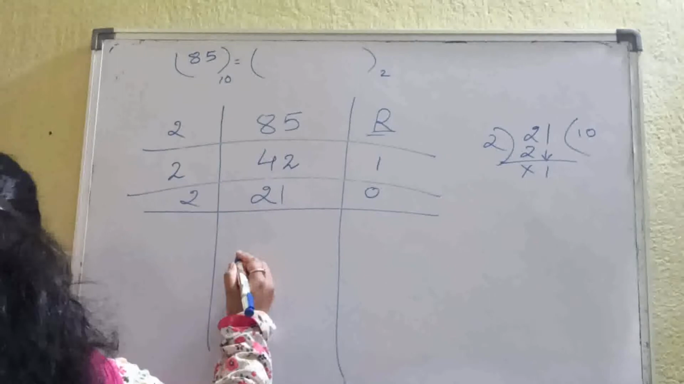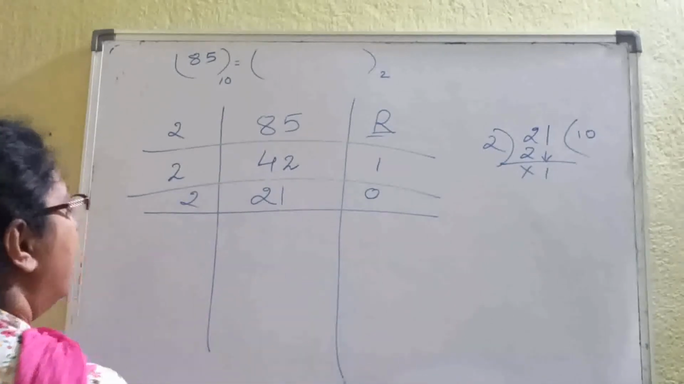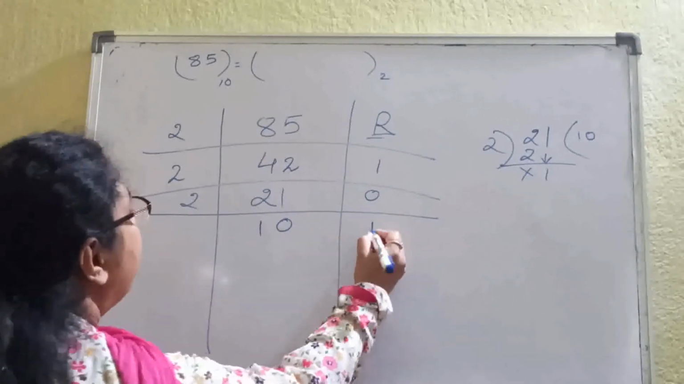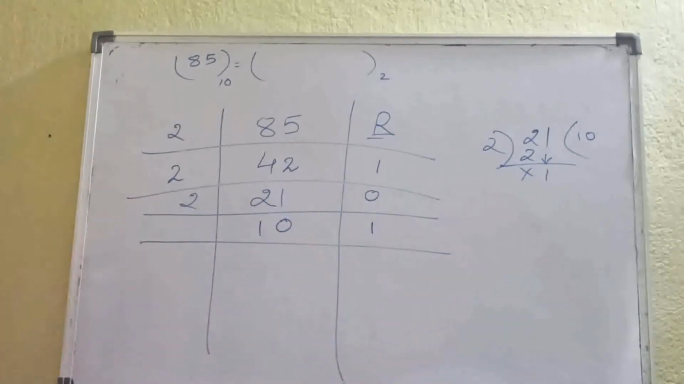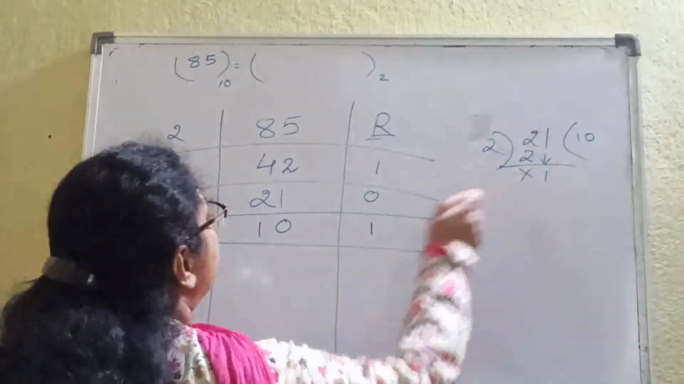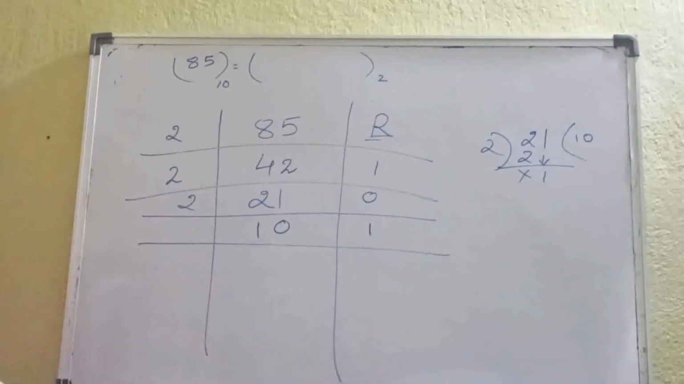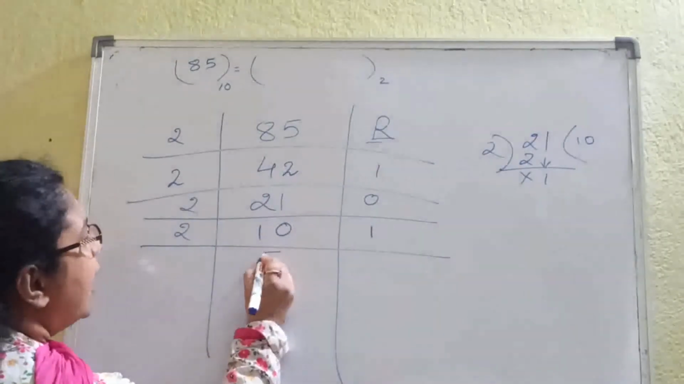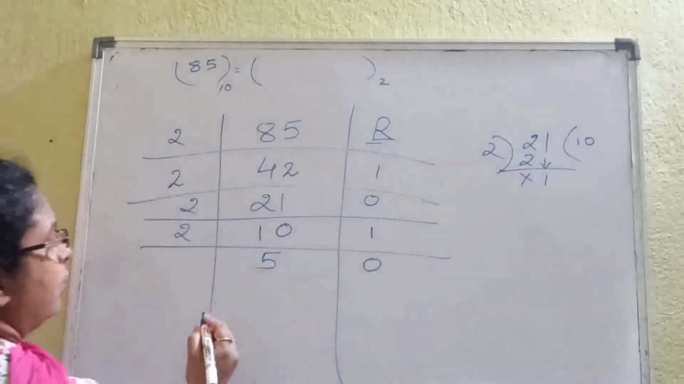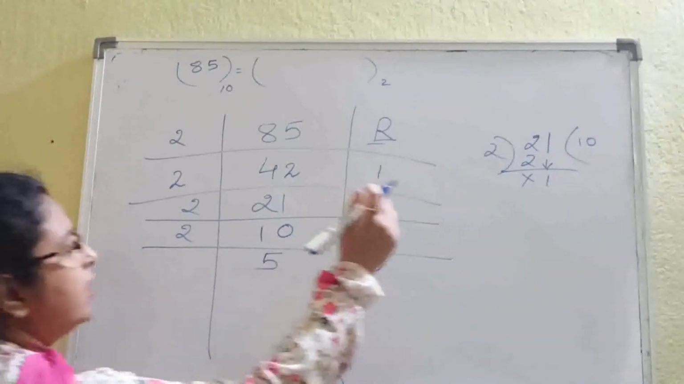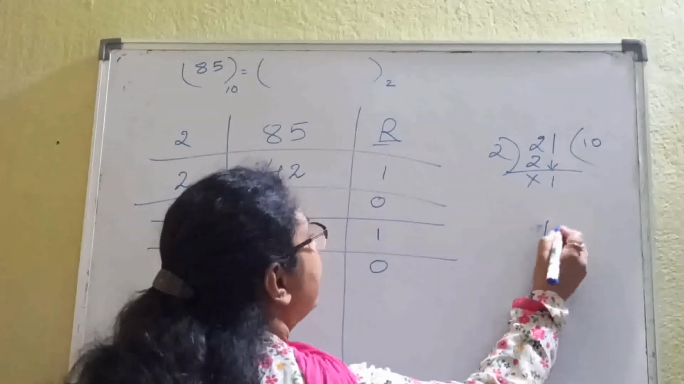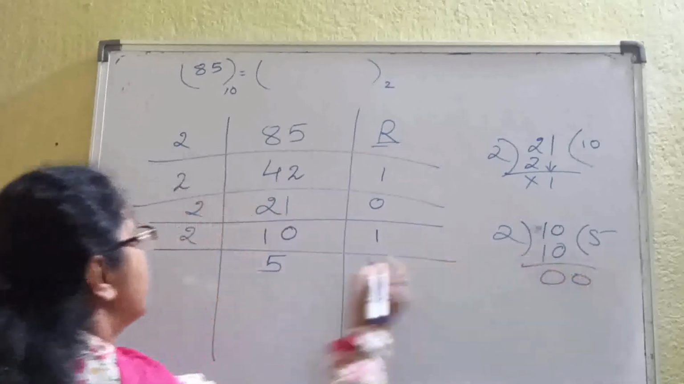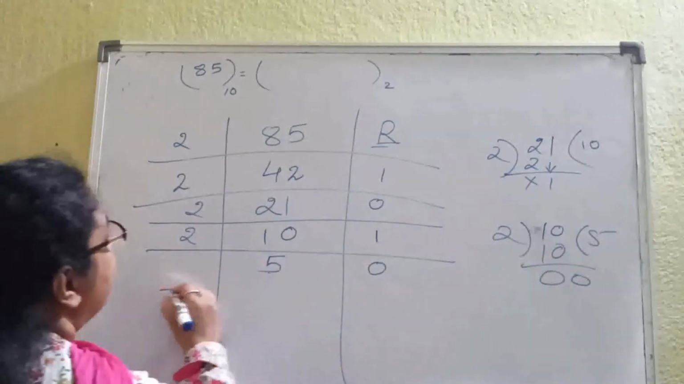So what will we write here? Quotient 10 and remainder 1. This is the quotient place. This quotient we have written here and remainder we have written here. Directly how can you do it? 2 5s are 10. Remainder 0. I can show you like this also. 2 5s are 10. Remainder 0. So 5 quotient is written here and remainder is written here.